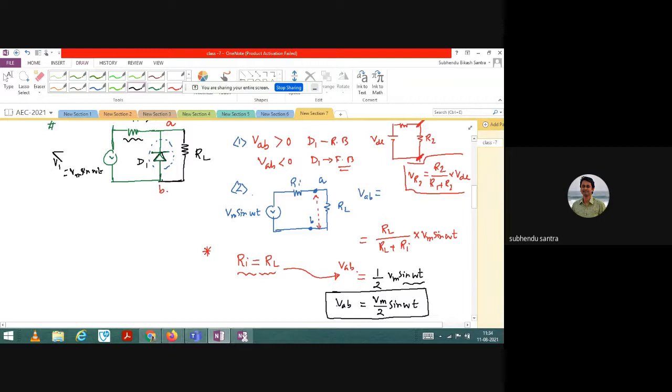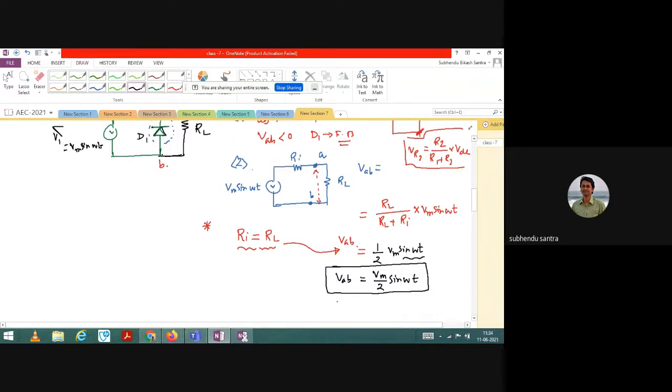Now the third step. First step, you have to consider whether the voltage is greater than 0 or less than 0, and whether the diode is forward biased or reverse biased. This is the first case. Second step is that you have to find out VAB.